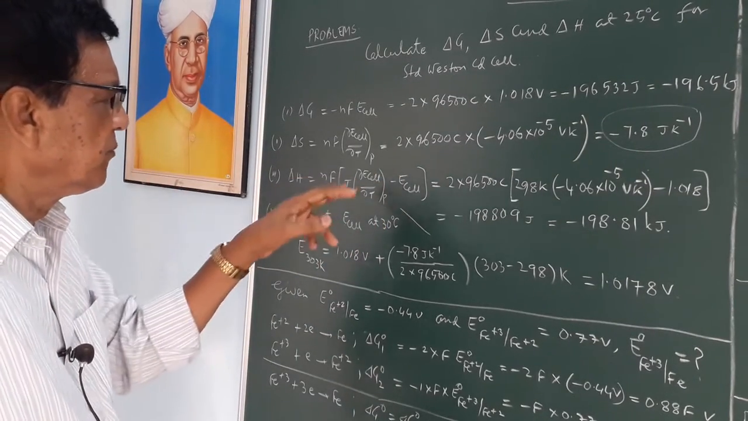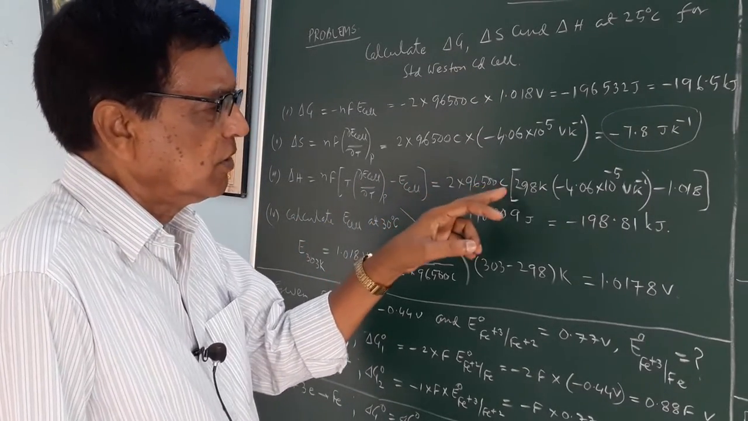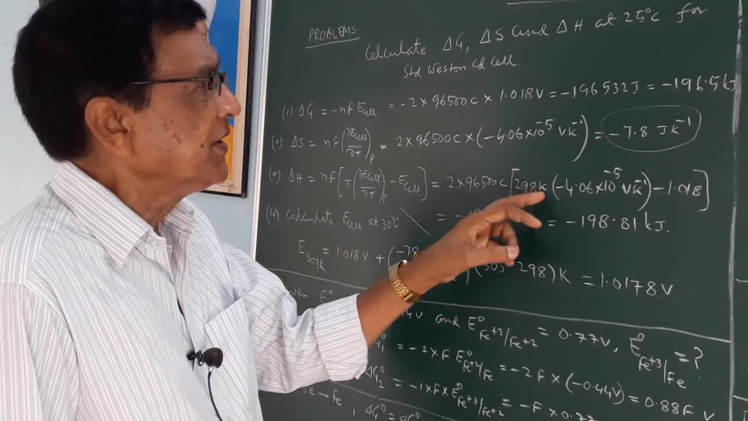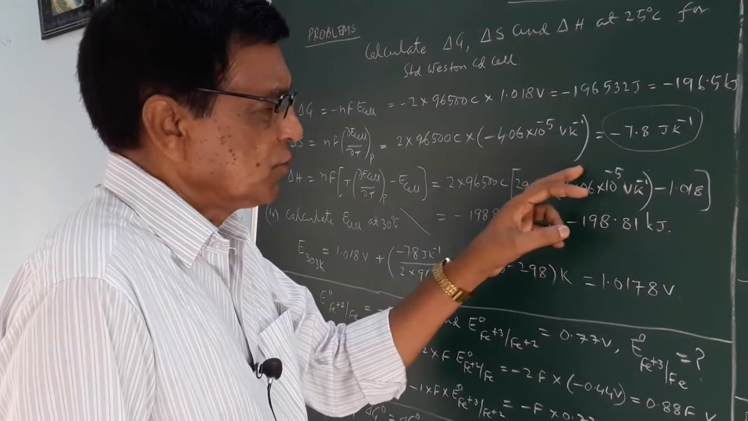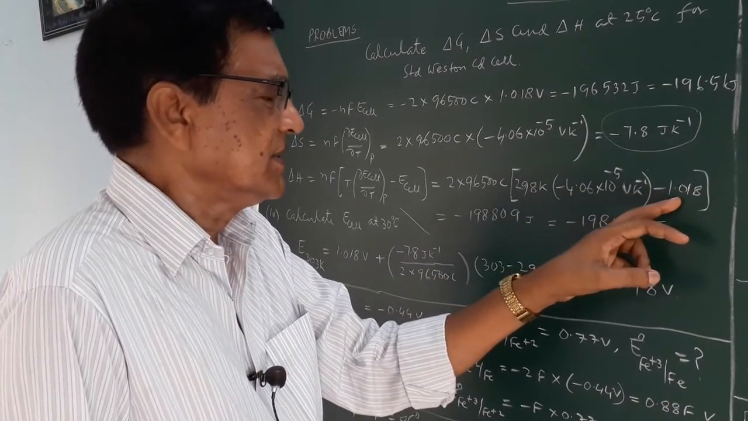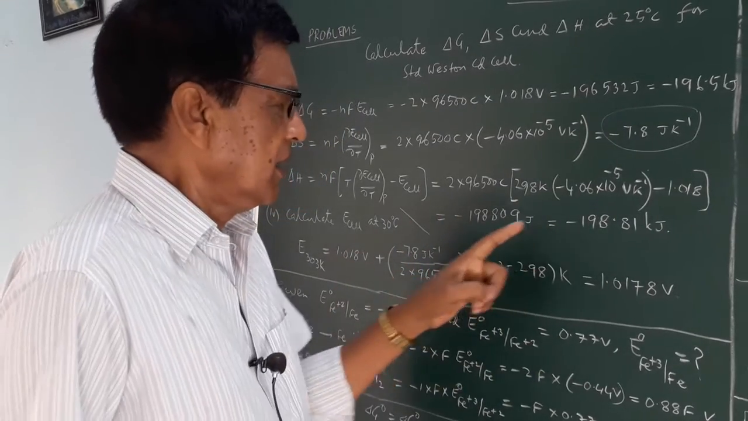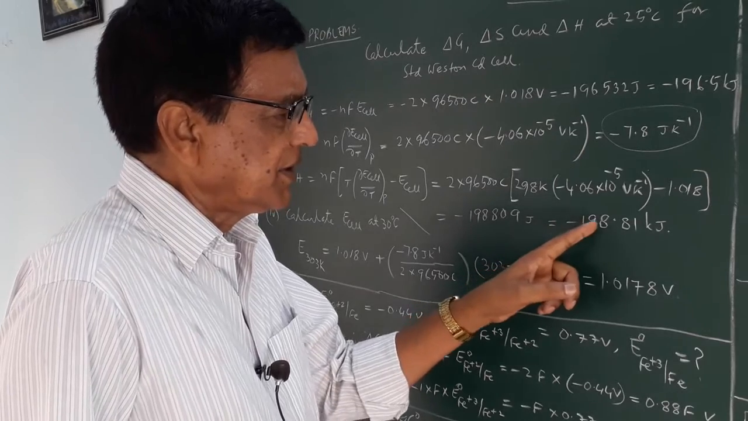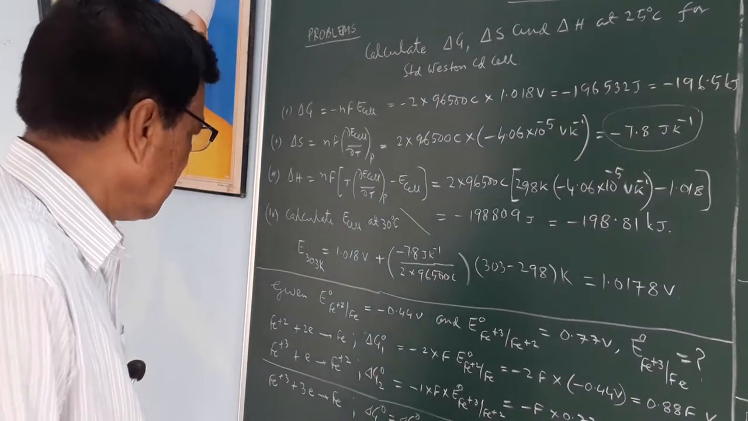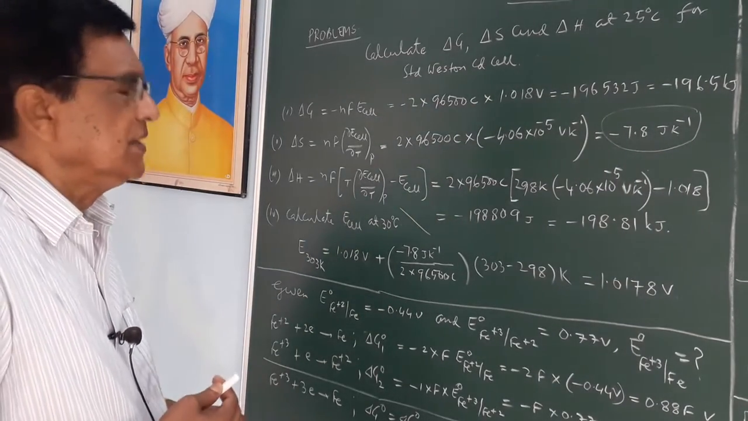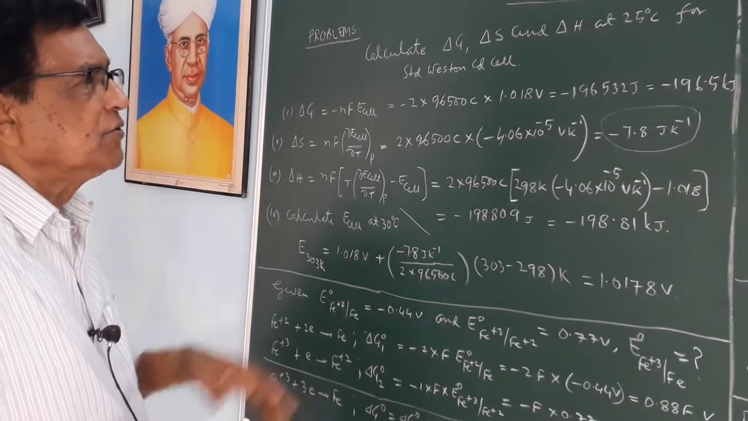So putting in the values, 2 times 96,500 coulomb, and T equal to 298 Kelvin, that is 25 degrees centigrade, with the temperature coefficient of this cell, minus the E cell. When we calculate, this value comes to minus 198.81 kilojoule.